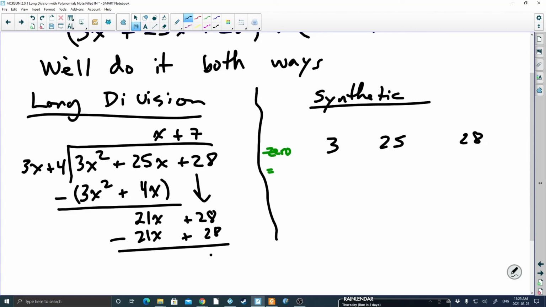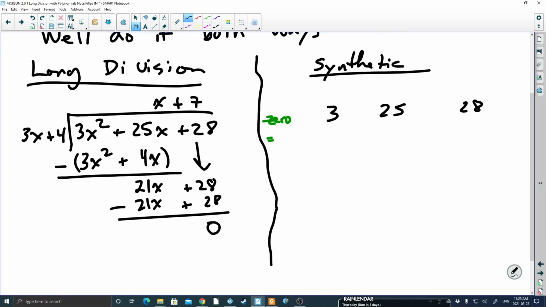Subtracting down gives me 0, which is beautiful, because that means that x plus 7 is a perfect factor of 3x squared plus 25x plus 28, and so is 3x plus 4, which was the divisor in the first place. So again, that means that I can write my answer: 3x squared plus 25x plus 28 is equal to 3x plus 4 times x plus 7.